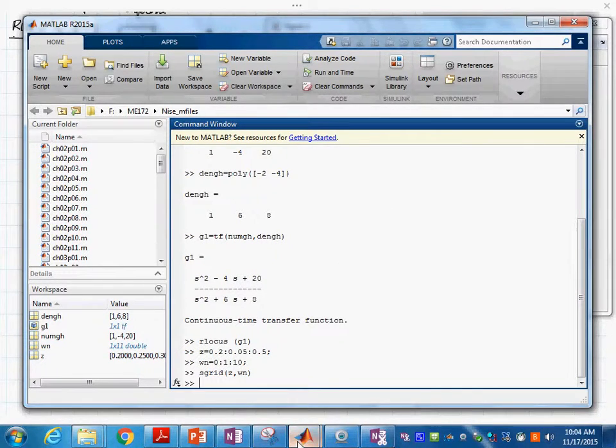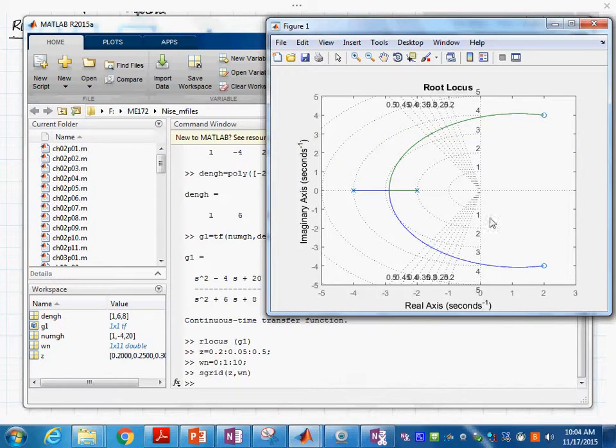I wanted to show it at the same time, but see what it did? It put a grid on the plot we already had for the damping ratio values from 0.2 to 0.5, and they gave us an idea of, for each damping ratio, what the value of k, the value of the root should be there.